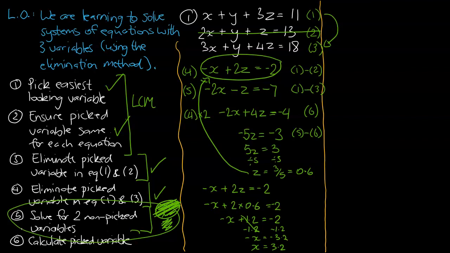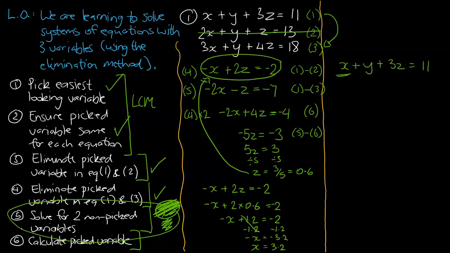And our final one down the very bottom, it's half scribbled out already, we need to calculate the picked variable, which is y. And to find y, we go back to our initial equations, and we're going to pick which equation we think is going to be easiest to calculate y. I'm thinking it's probably going to be the top one, because the numbers look nice, so let's write that down directly. So we've got x plus y plus 3z, that's equal to 11.